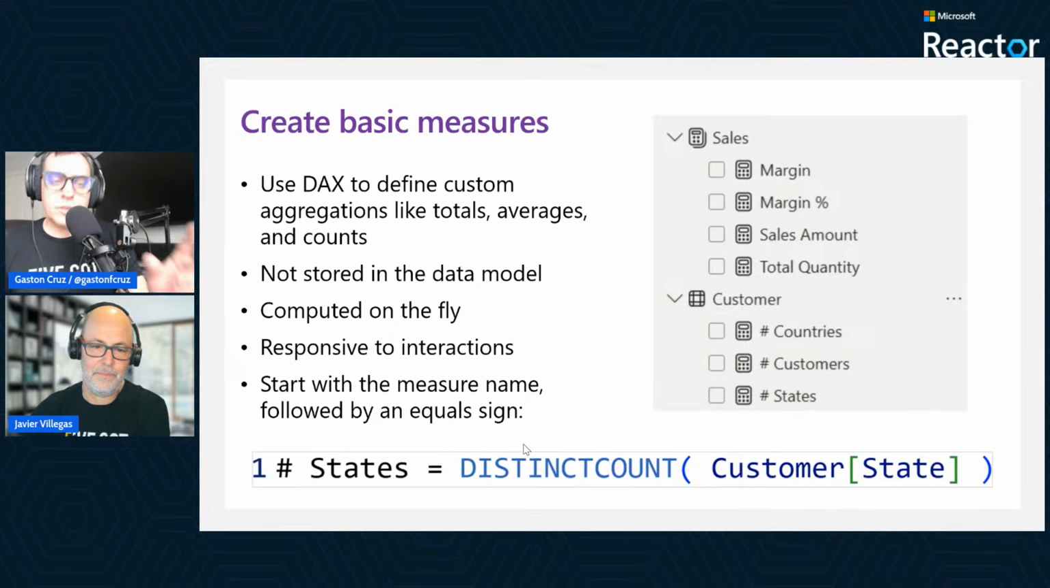These calculations, as I mentioned before, are computed on the fly. They are not persisted in your data model, so you're not storing any data in your data model when you create a new measure. And all the time you are creating the measure with the name of the measure, then an equals sign, then the function and the context of that measure.